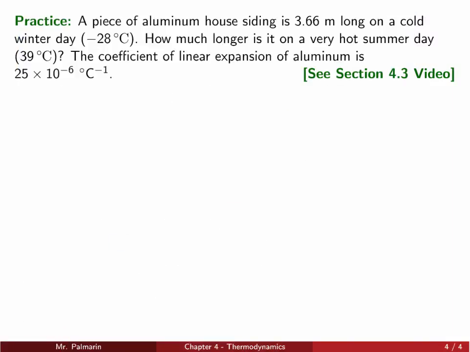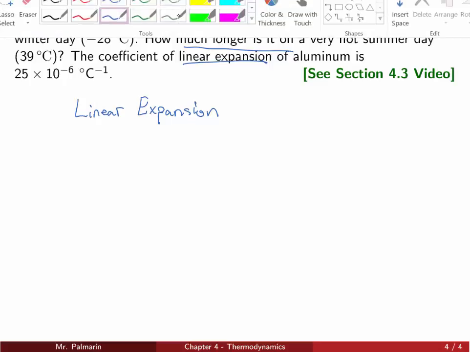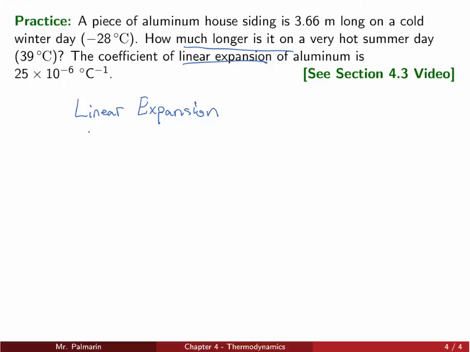Okay, but it was listed for you here, so that's nice. So what I would do, first of all, you should recognize this is linear expansion. Of course, it's giving you the coefficient of linear expansion, but we're talking about how much longer it is with a temperature change. So this indicates linear expansion. What I would do then is copy down the formula: delta L is equal to alpha times L times change in temperature.